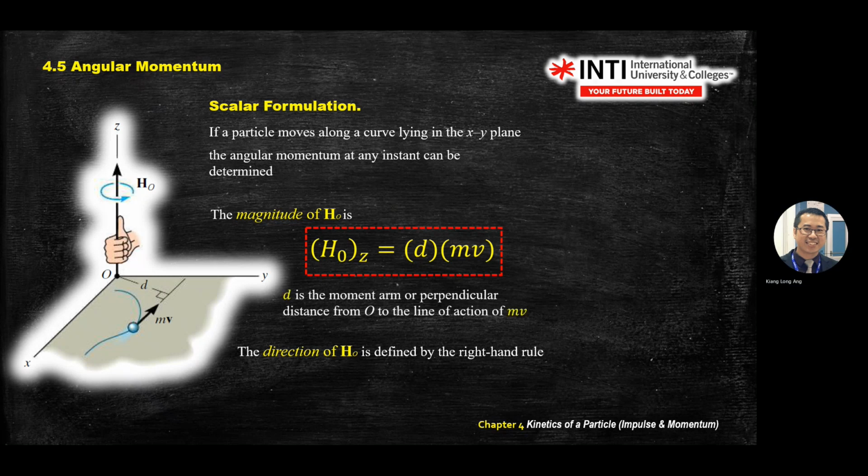Any questions so far on the slides? Clear? Okay. So the unit: distance is meter, m is kilogram, velocity is meter over second. So you group the dimensions, you get kilogram meter squared over second, right?